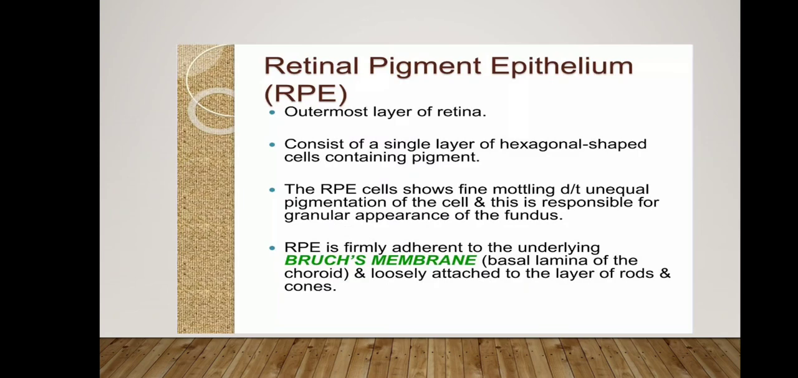First layer is retinal pigmented epithelium. It is the outermost layer of the retina. It consists of a single layer of hexagonal shaped cells containing the pigment. The retinal pigmented epithelium cells show fine mottling, unequal pigmentation of the cells, and this is responsible for the granular appearance of the fundus. The RPE is firmly adherent to the underlying Bruch membrane and loosely attached to the layer of rods and cones.